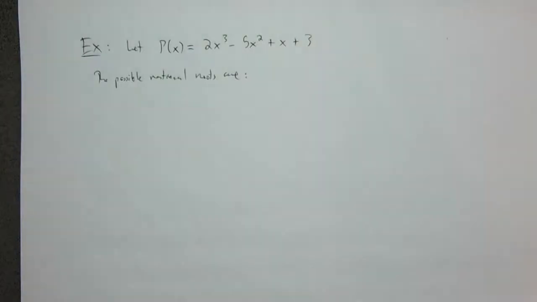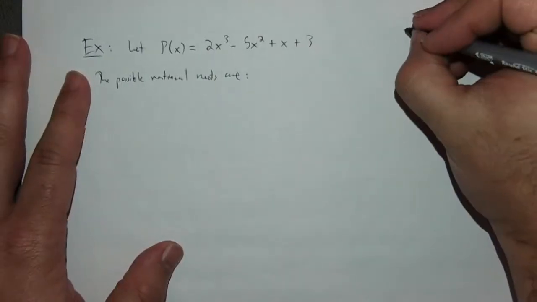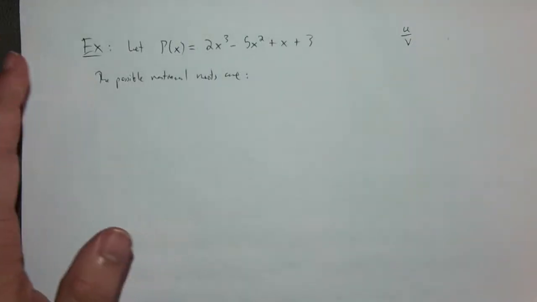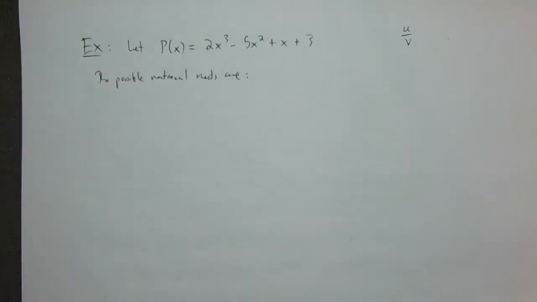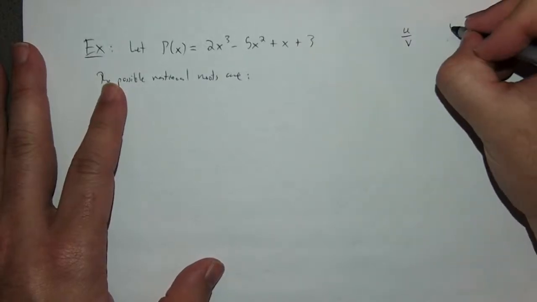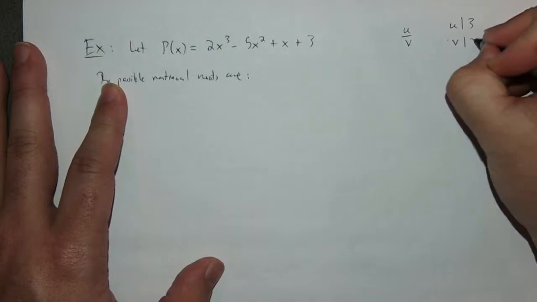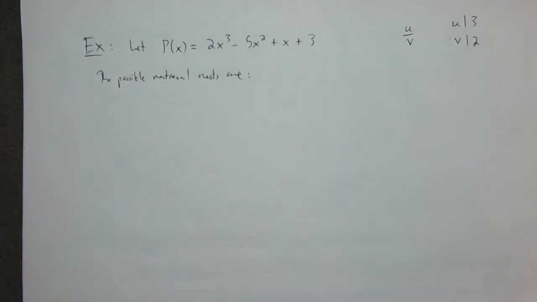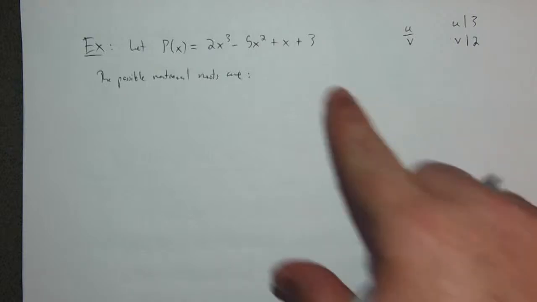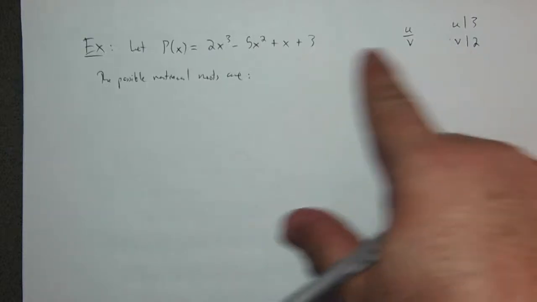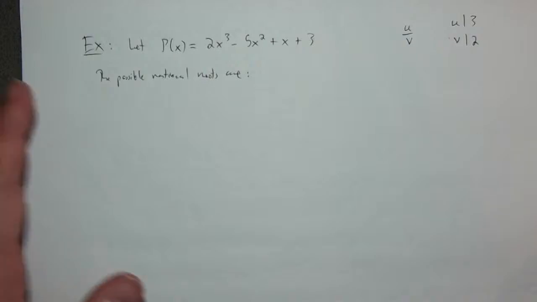are as follows. So, how do I do this? I know that I'm looking for u over v, such that u divides the constant term. So, u divides 3 in this case, and v divides 2. All right, so u divides 3, the constant term. v divides the leading coefficient, 2.